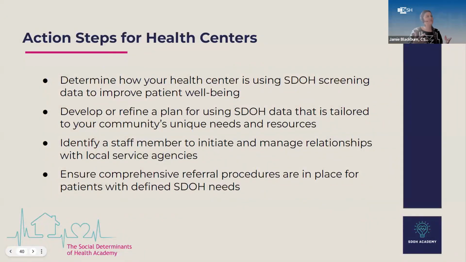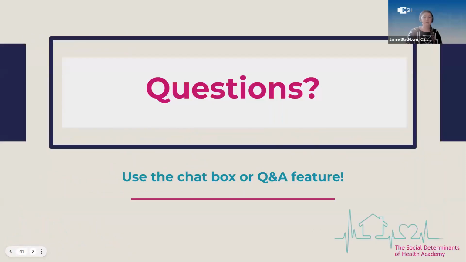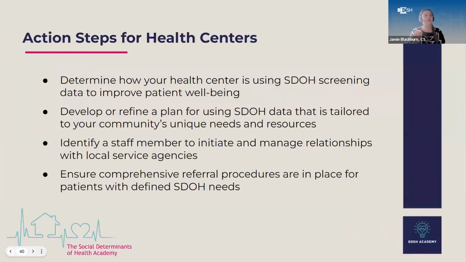So some follow-up action steps, like I said, take a look at your internal data, talk to your local partners, and then, if you could go back one slide, please, Reha, that would be so great. Think about how you're using your collected SDOH data. How are you examining it? How are you using that to determine what partnerships are necessary? Who's in charge of managing those partnerships?